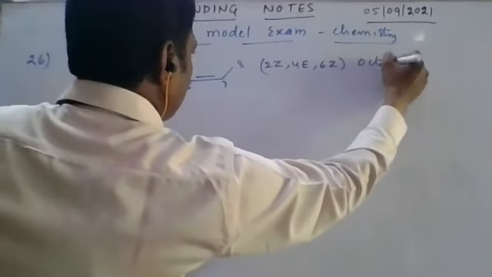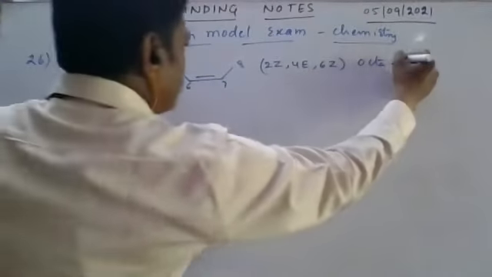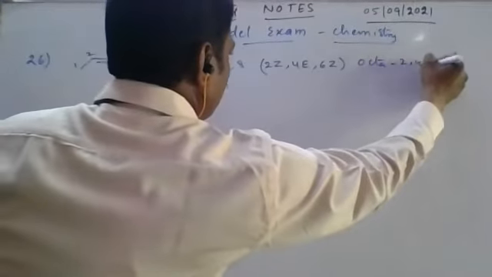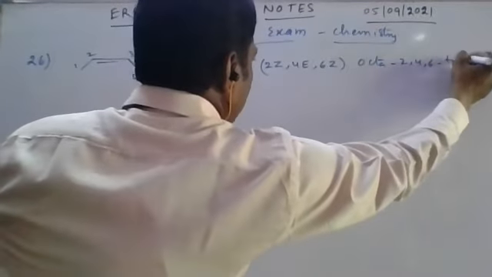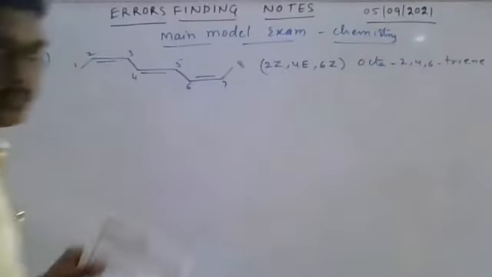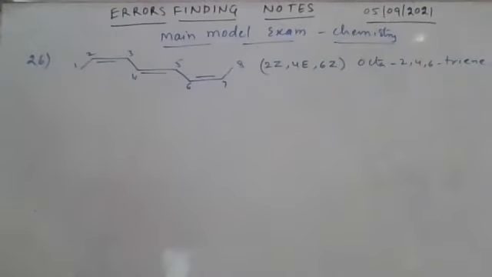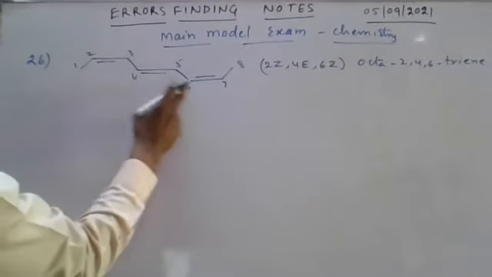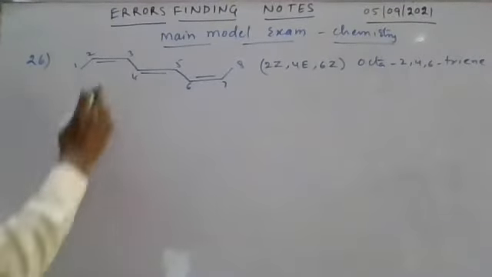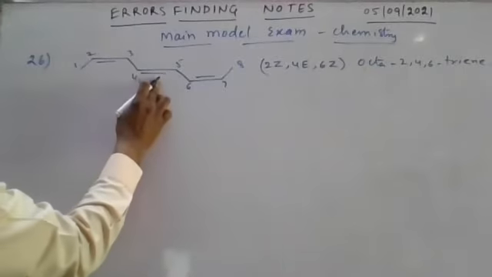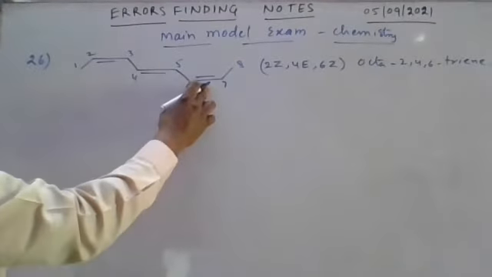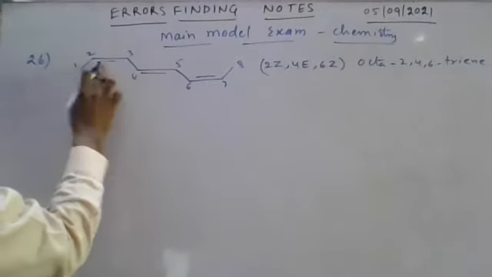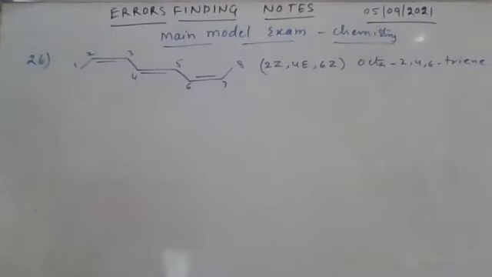Octa-2,4,6-triene. That is the IUPAC name of the compound. The second position has a double bond, the fourth position has a double bond, the sixth position has a double bond. Here Z configuration, E configuration, Z configuration. This is a trans, this is cis, Nana.